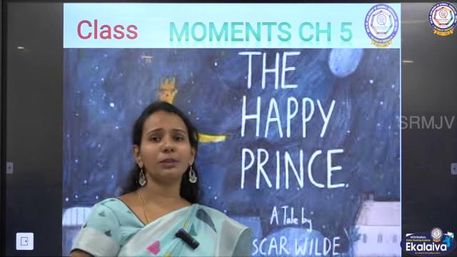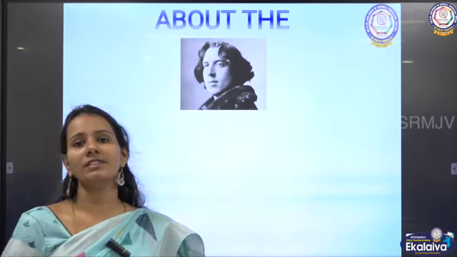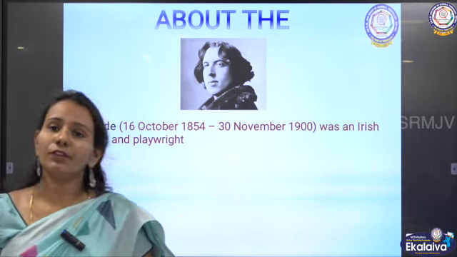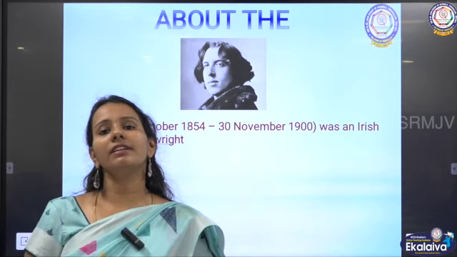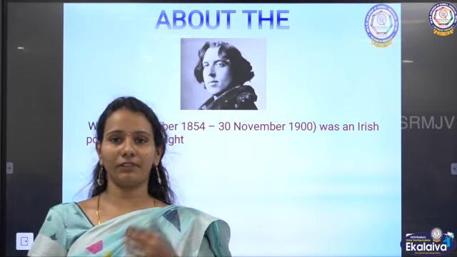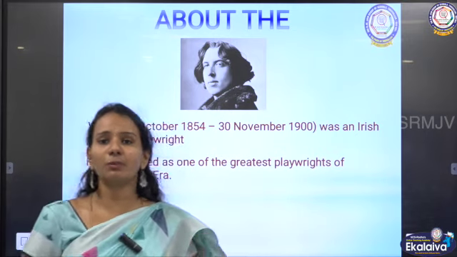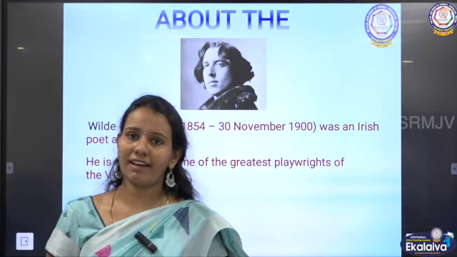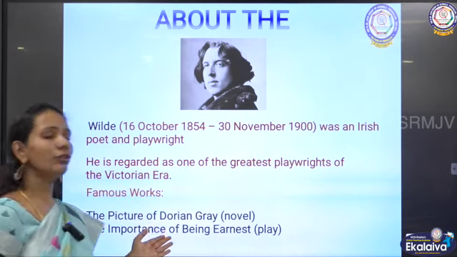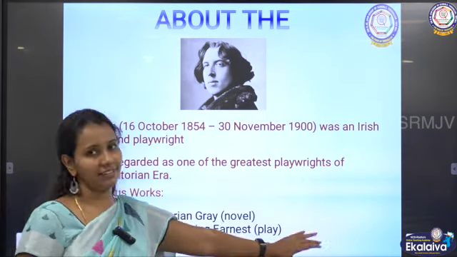And all of you must be knowing Oscar Wilde. Oscar Wilde was born on 16th October 1854 and he died on 30th of November 1900. He was an Irish poet and a playwright. He was considered as one of the greatest poets of the Victorian era, and his famous works are The Picture of Dorian Gray and The Importance of Being Earnest.